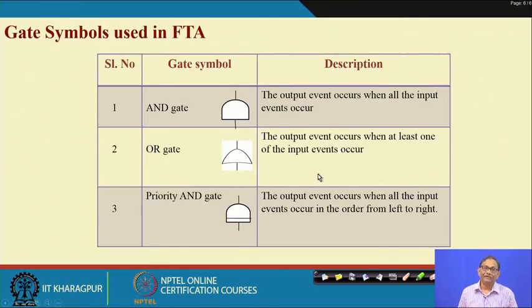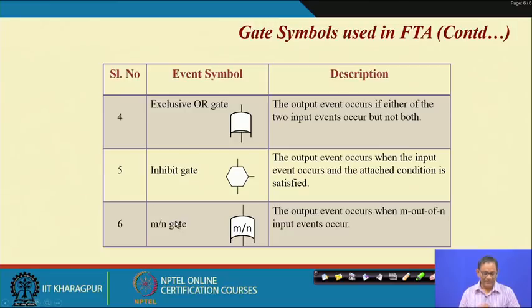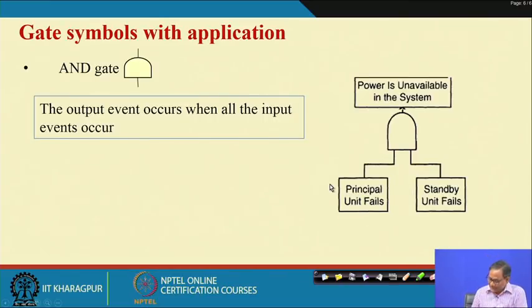Then there will be several gate symbols. Gate symbols are used in between event symbols to logically link the parent event to the children events. Okay. So, there will be the AND gate, OR gate, priority AND gate, and then exclusive OR gate, inhibit gate, and voting gate. So, 6 gates I am showing here. I will explain all those gates with examples. Okay. Now, first is the AND gate.